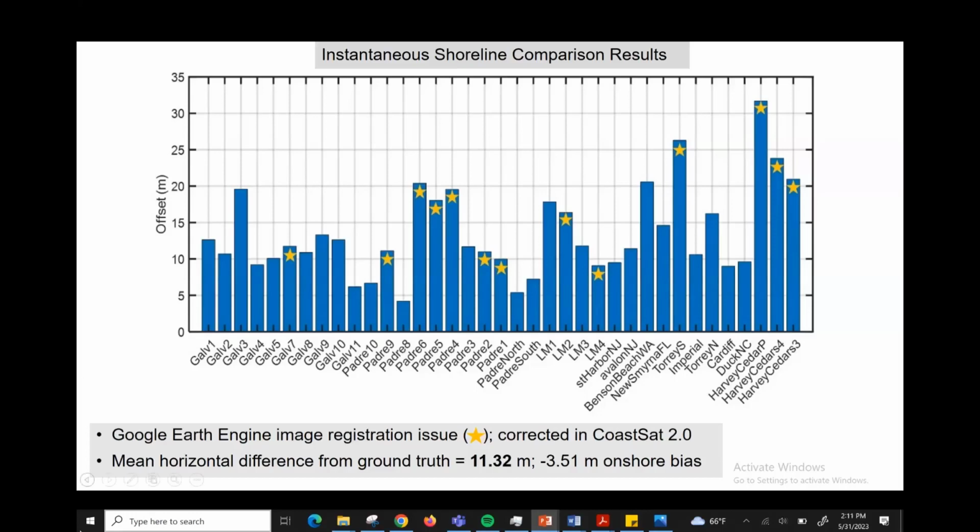Overall, we were happy with the overall mean here of 11.3 meters. This is relatively consistent with other work that's been done around the world. And we also found a slight 3.5 meter onshore bias.